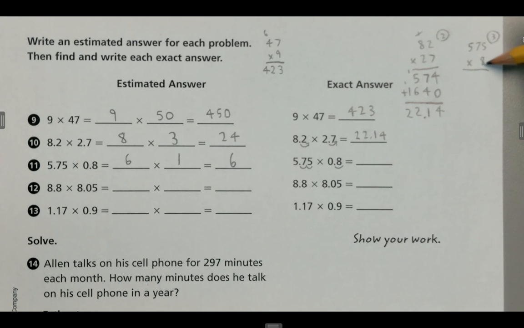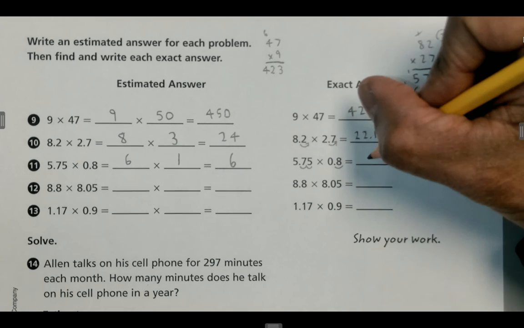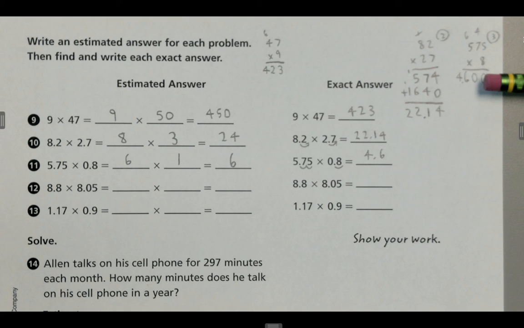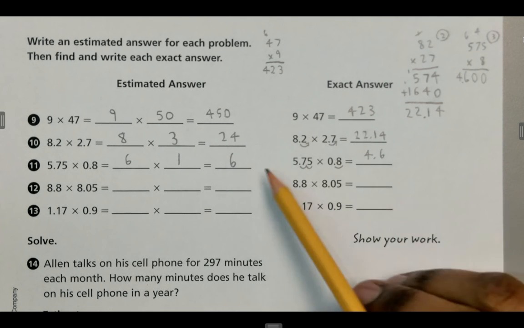8 times 5 is 40. 0 comes down, 4 gets carried. 8 times 7 is 56 plus the 4, 60. 0 comes down, 6 gets carried. 8 times 5 is 40 plus the 6, 46. Come in 3 places. I get 4 and 600 thousandths, or I could simply show that as 4 and 6 tenths. These 2 zeros are not necessary. Checks out with my estimate.